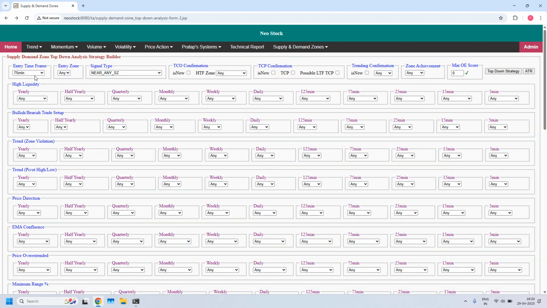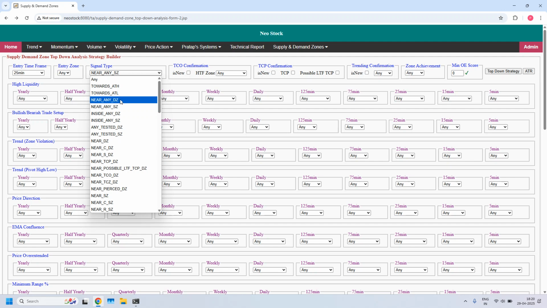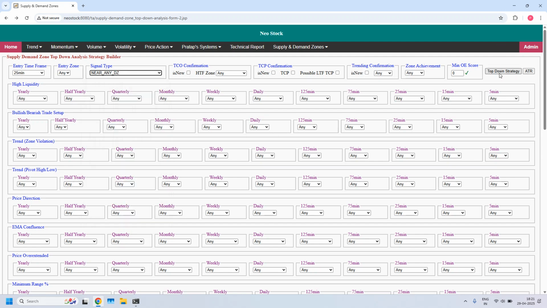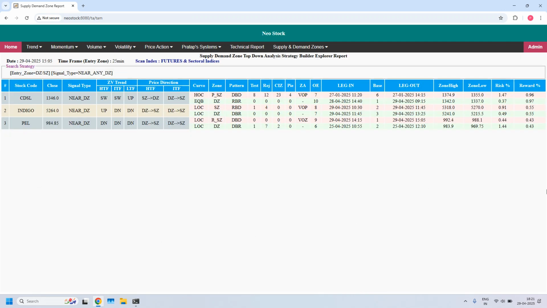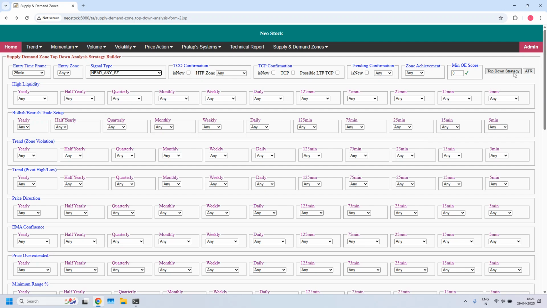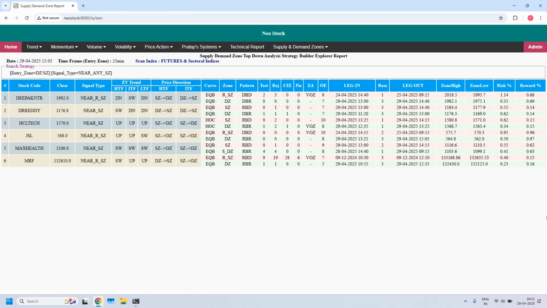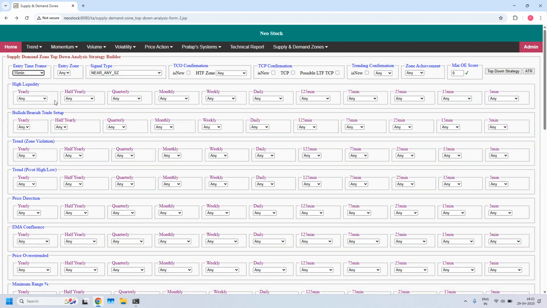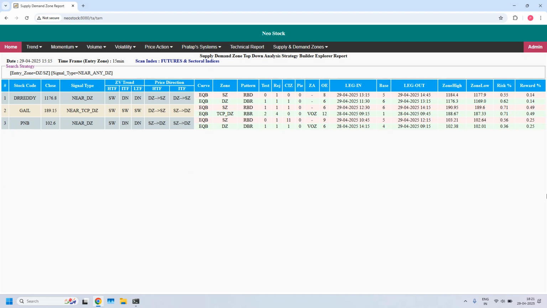Okay, next time frame is 25 minutes. Stocks near 25 minutes demand zone. We got 3 stocks. Next, stocks near to the 25 minute supply zone. We got 6 stocks. Next time frame is 15 minutes. Stocks near 15 minutes demand zone. We got 3 stocks.